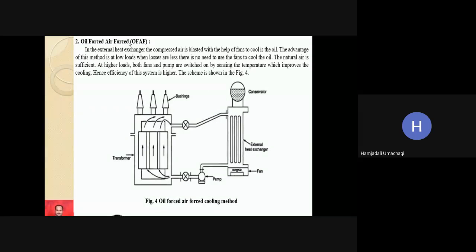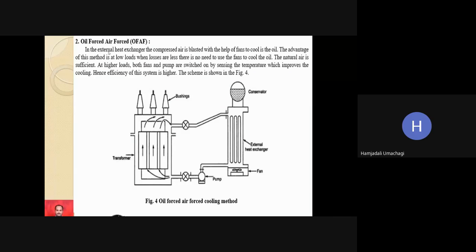Oil forced air forced means, as the title says, here oil will be compressed with the help of some electric motor pump, and it will be sent from the top of the transformer. Whatever heat will be there inside the tank will be carried by the oil, and now this heated oil will be sent to the heat exchanger. That heat will once again be cooled with the help of some compressed air, with the help of some fans and all.